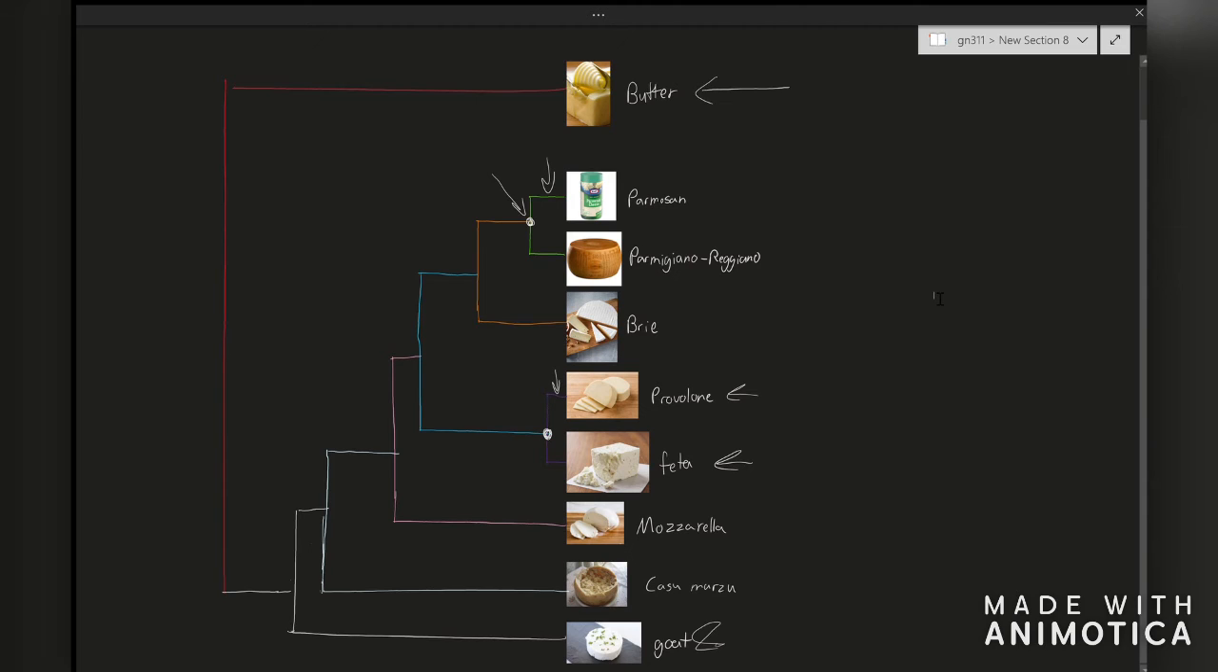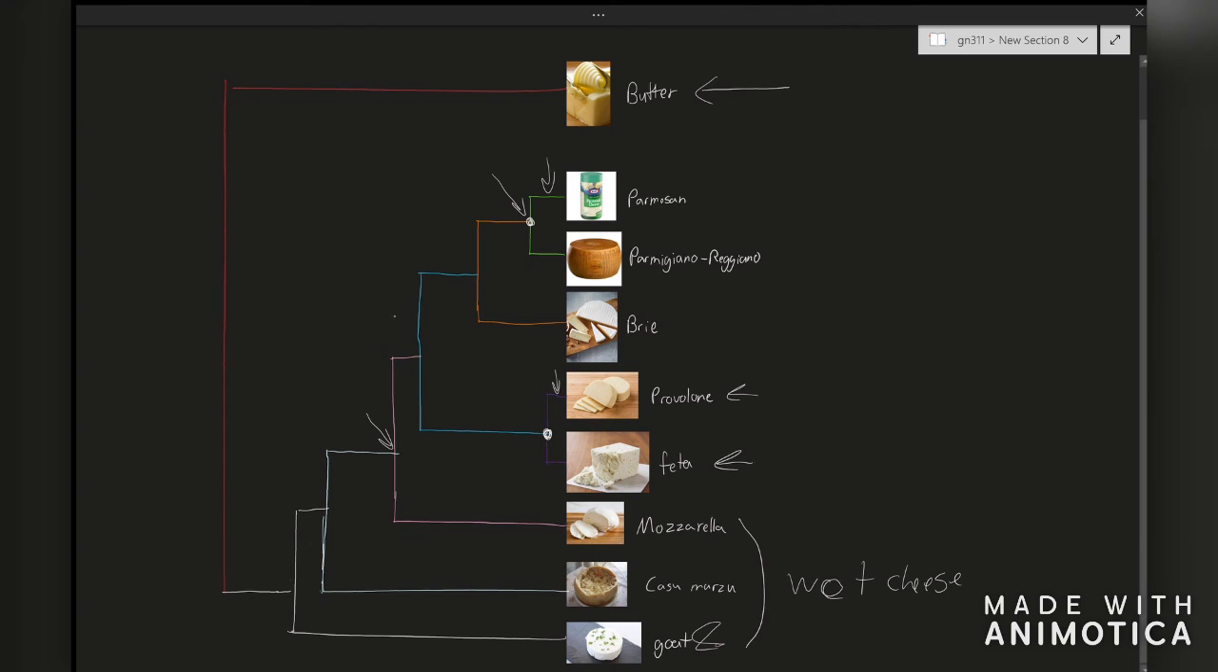So first we have a divergence and we get goat cheese. And we also get another branch that diverged as well, and we get this other type of goat cheese that has maggots in it called Casu Marzu. The branch also branches off again and we get mozzarella, and that rounds off the wet cheese portion. So after the divergence here, we start getting into the drier cheeses.